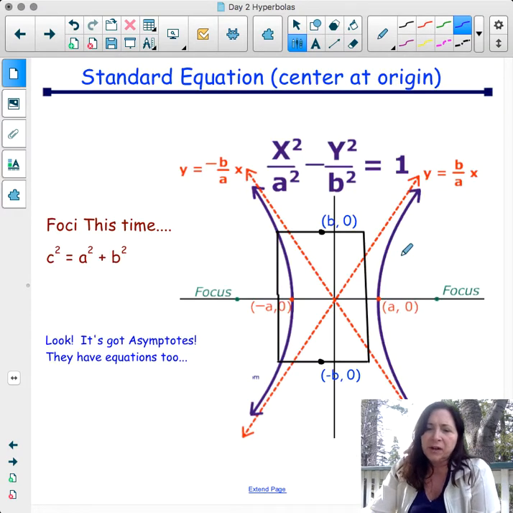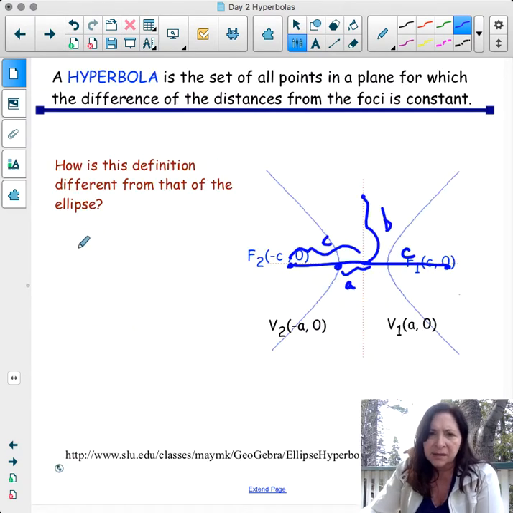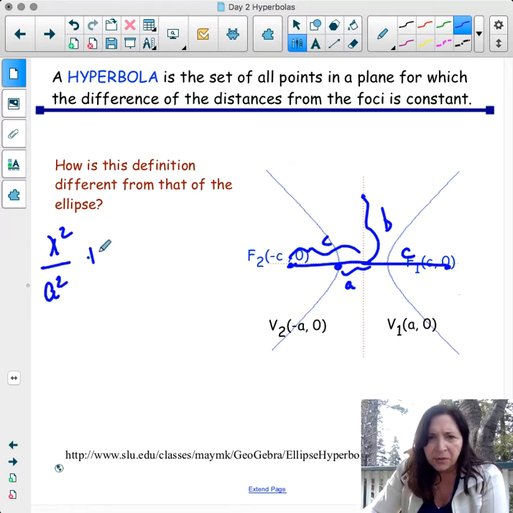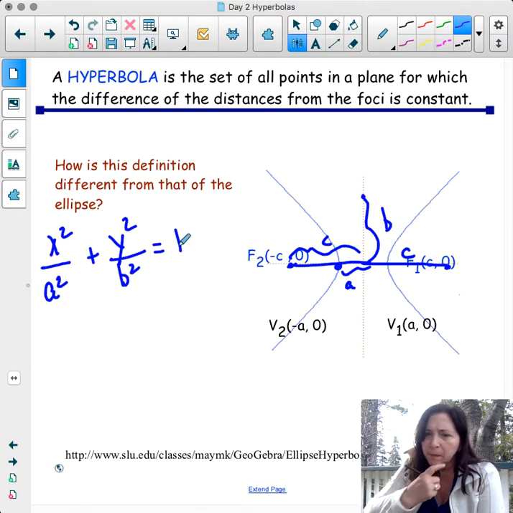The main difference between an ellipse and a hyperbola is this. An ellipse has an equation like this: x squared over, let's say, a squared plus y squared over b squared is equal to 1. See how we're adding?